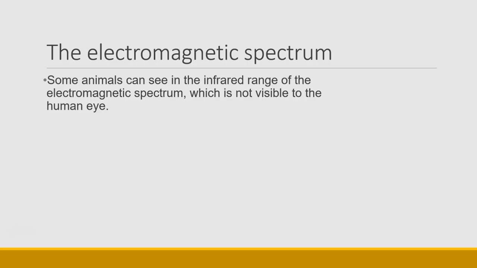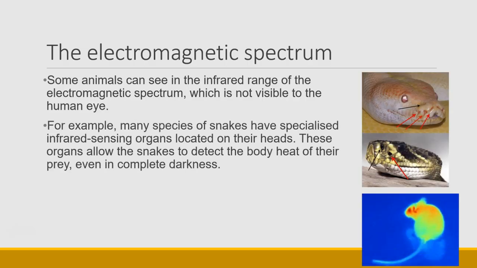Very interestingly, there are some animals that can see infrared light. This is again not visible to the human eye, but it is still being emitted by objects and we're blind to it, but some animals can see it. So, for example, many species of snakes have these specialized infrared sensors located on their heads, and we can see here the sensors being pointed to by arrows, and that allows snakes to detect the body heat of their prey even at night when it's dark. So they would see a mouse or a rat scuttling in the bushes.